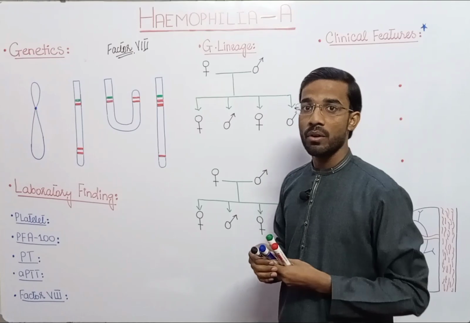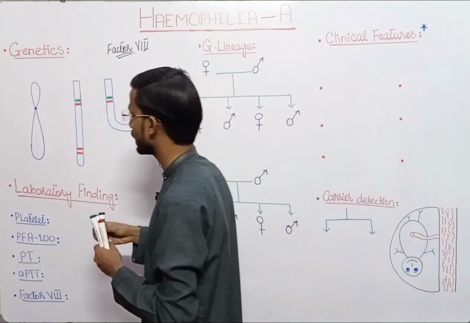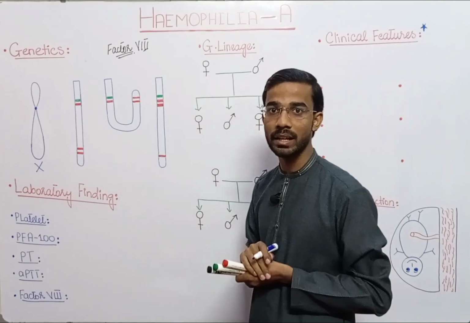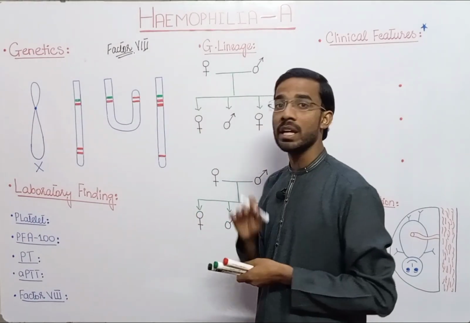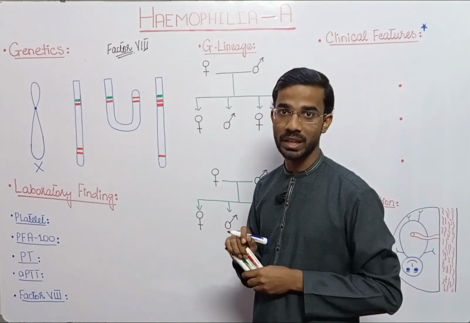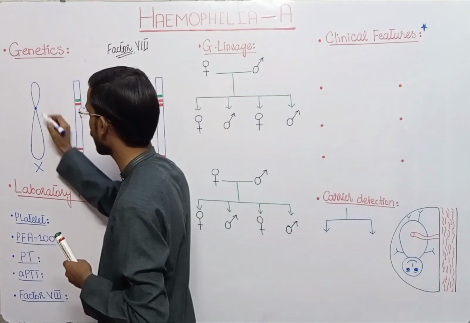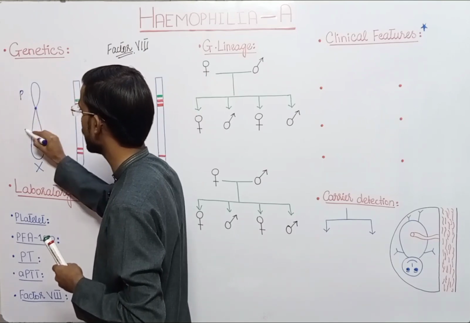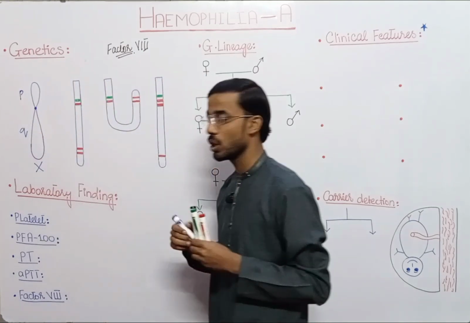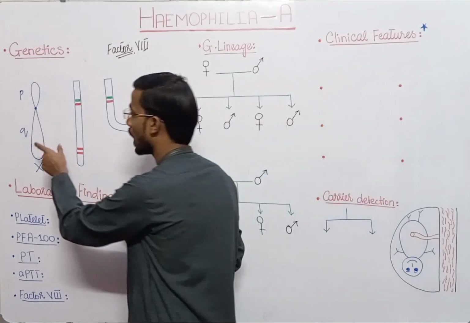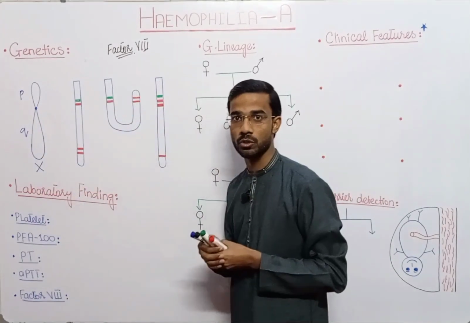Here you can see this is the X chromosome. This is the sex-linked chromosome, and the factor 8 gene is present on the long arm of the X chromosome. Here you can see there are two arms. This is the small arm, which is P, and this is the long arm, which is Q. So, the factor 8 gene is present on the long arm of the X chromosome.